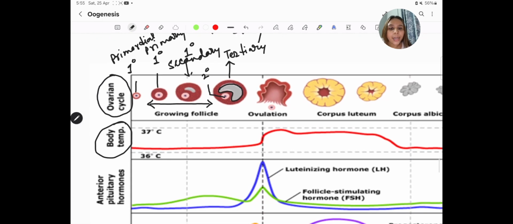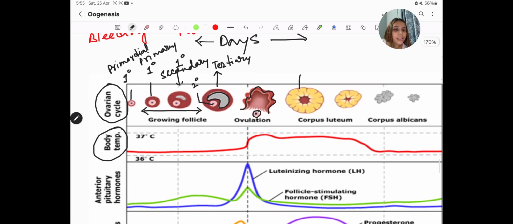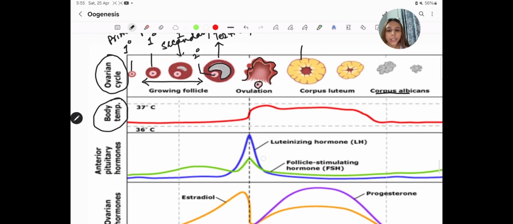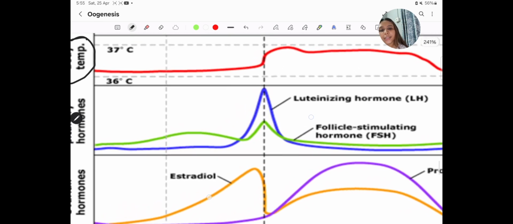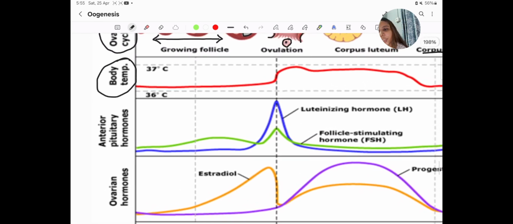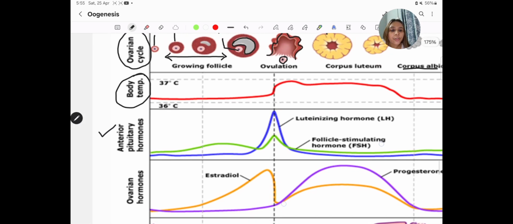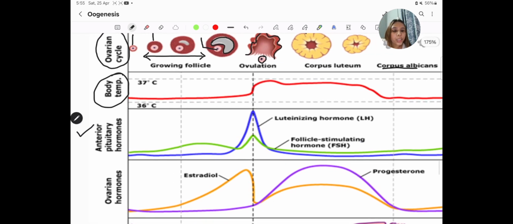So after that there is ovulation. See, this bag is empty and this ovum is released. Okay, then it becomes corpus luteum, and then it becomes corpus albicans. I will come to this point after that. So these are the anterior pituitary hormones. See, firstly, this is the follicle stimulating hormone, FSH.